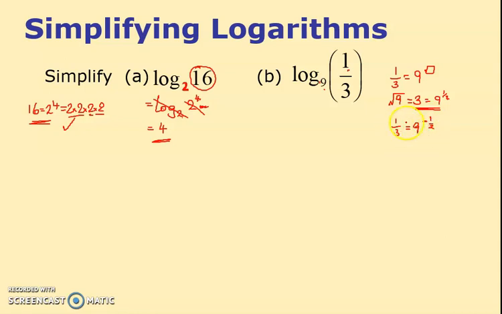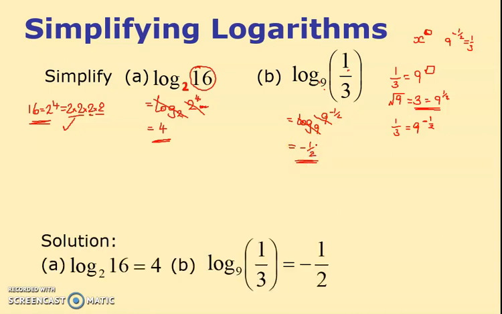If you're not convinced, type into your calculator using that x to the n button I was telling you about before. You can type in 9 to the negative half and it should come up with a third. But anyway, coming back to this, that tells me that really I've got log to the base 9 of 9 to the minus a half. And the great thing is, that cancels, and my answer has got to be minus a half. See if you can do some of those. Minus a half and 4.